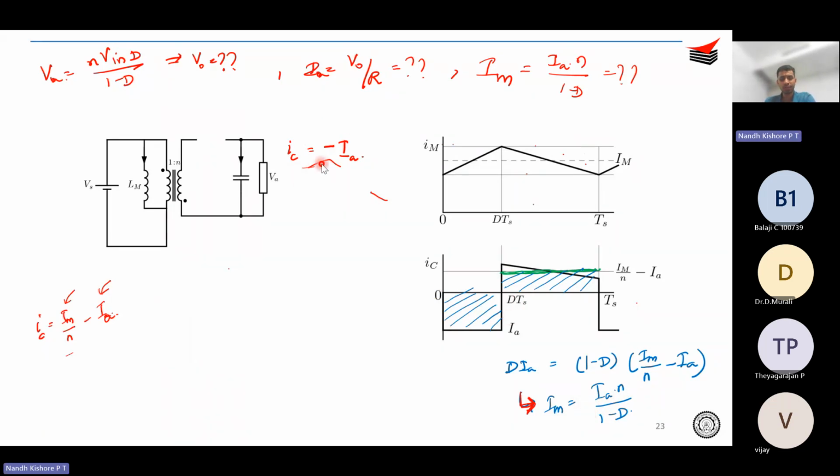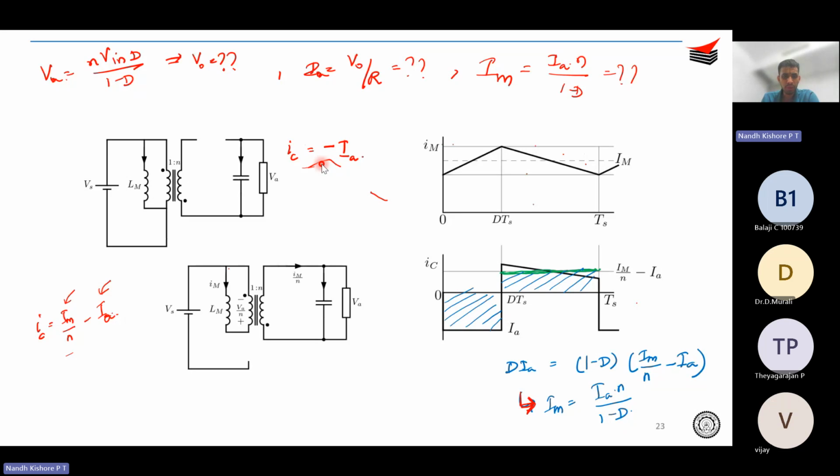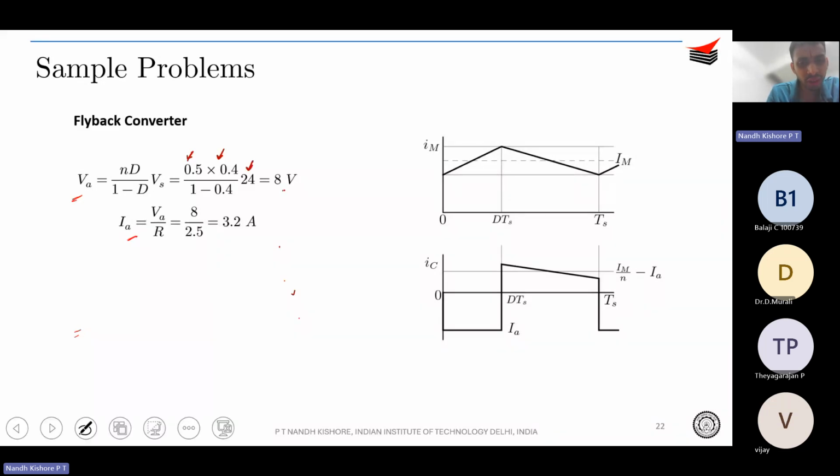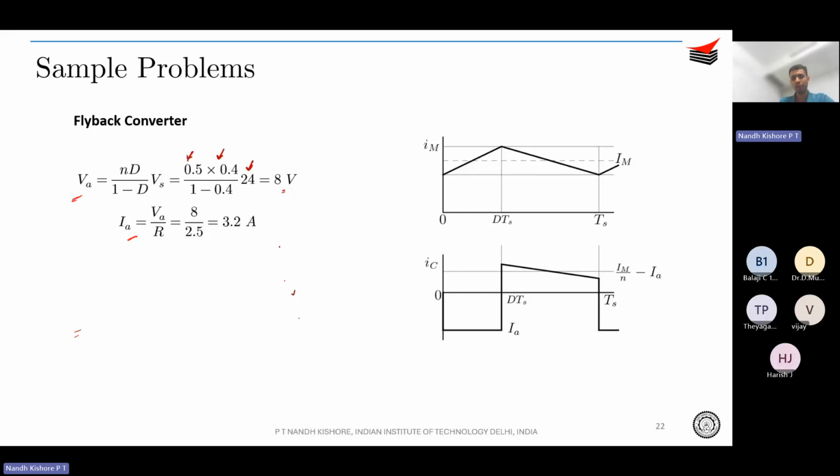It is also given from the problem. The information is given regarding what is N. So N is given, correct? So N is given and D is given and Vs is also given. Therefore, V naught or the output voltage is 8 volts. So IA is V naught by R, that is 8 by 2.5, that is 3.2 amperes.